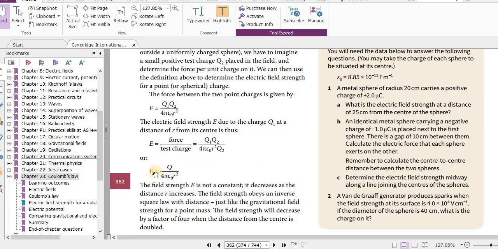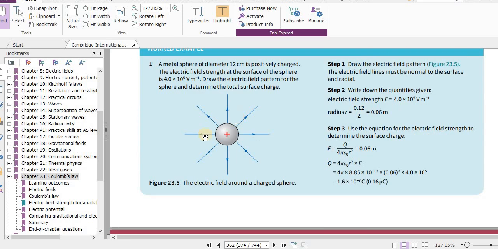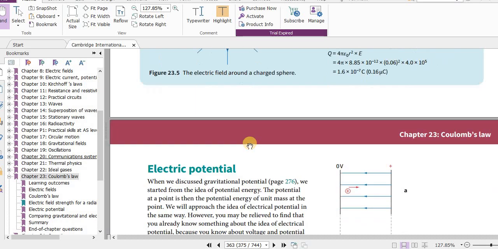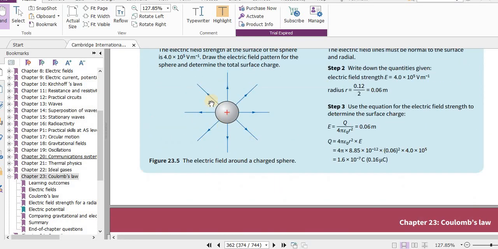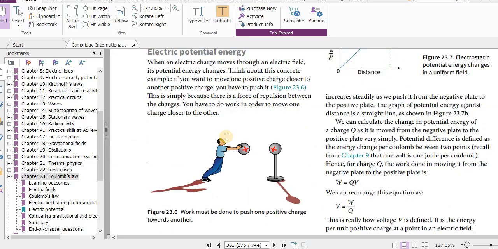So we saw this equation previously. This is Coulomb's force F, and this is the Coulomb's law equation. Then you saw that the electric field lines always point away from the positive charge, and if it's a sphere, then the field lines are radial.